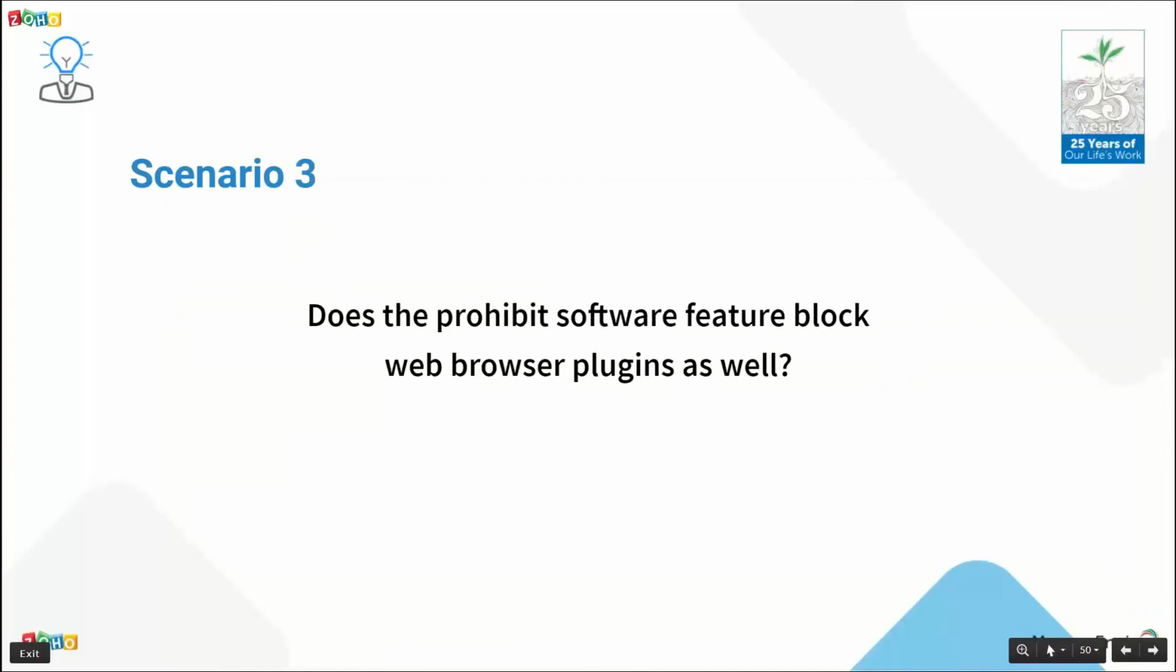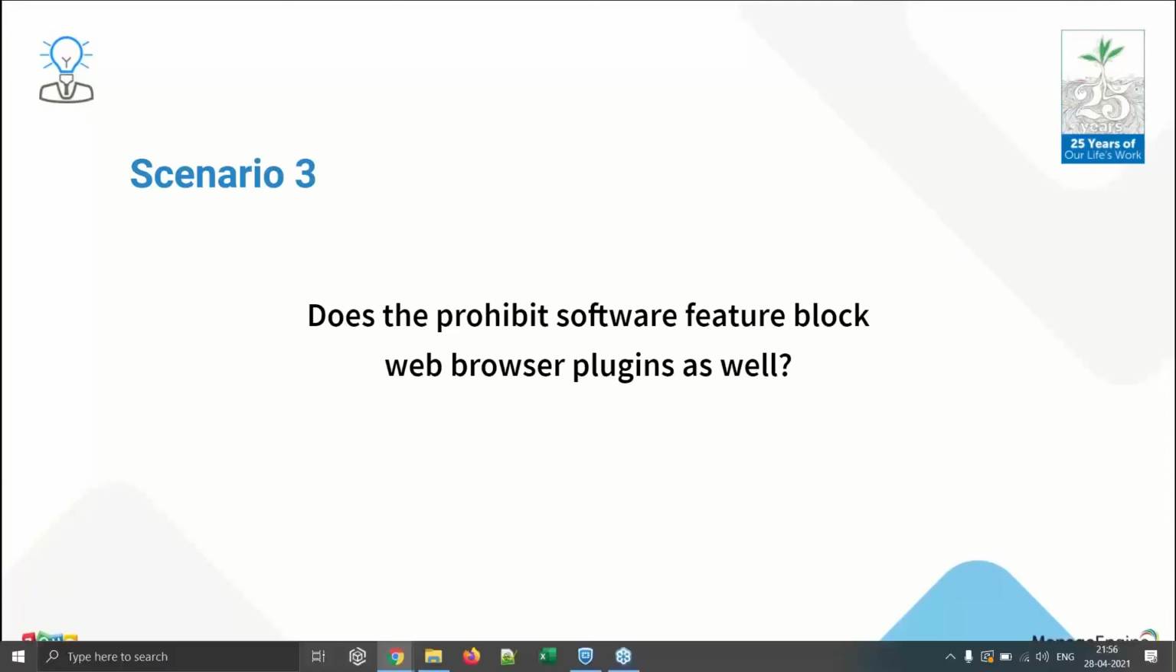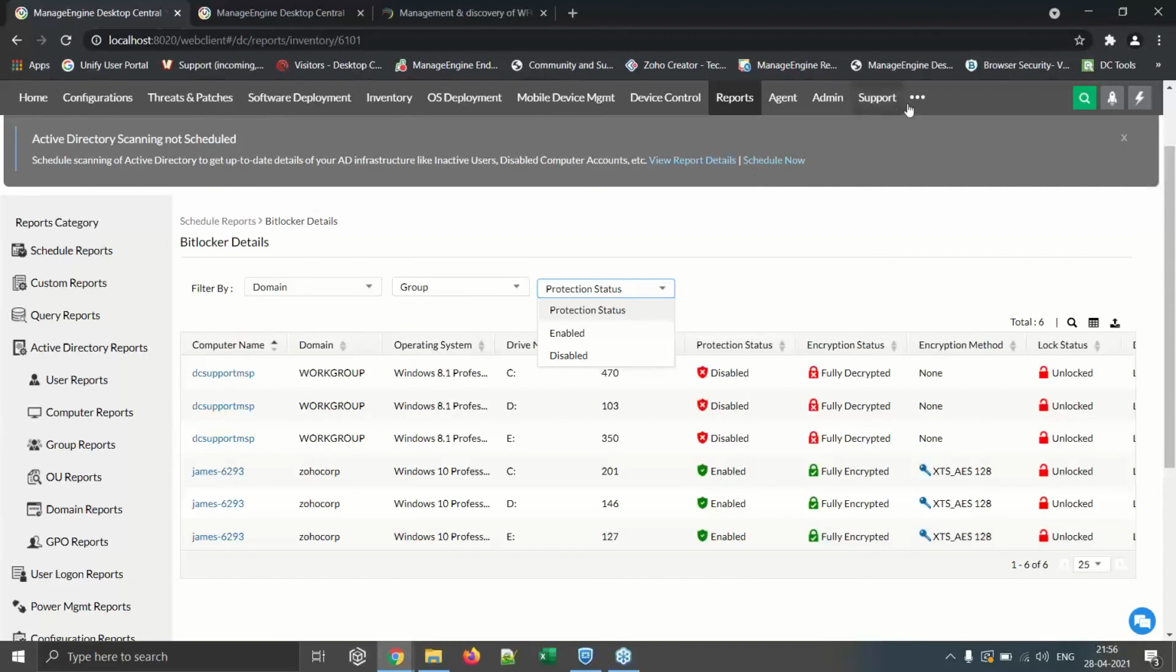Does prohibit software feature block web browser plugin as well? Unfortunately, no. Web browser plugins cannot be managed through prohibit software or application control. We have a separate solution for this called Browser Security Plus, which again is one of the add-ons already available with Desktop Central as a security add-on bundle.